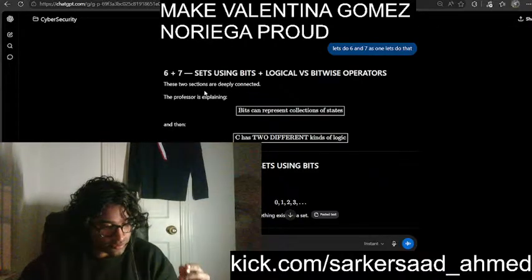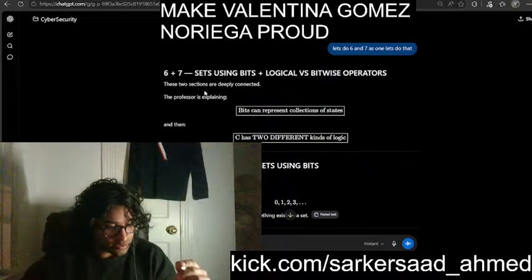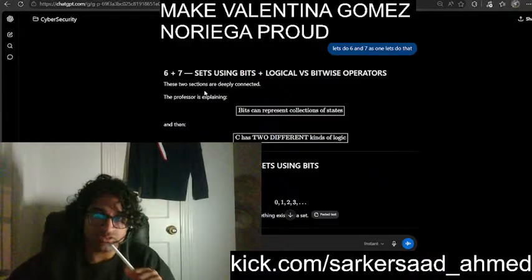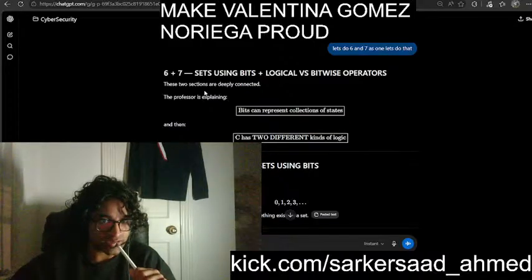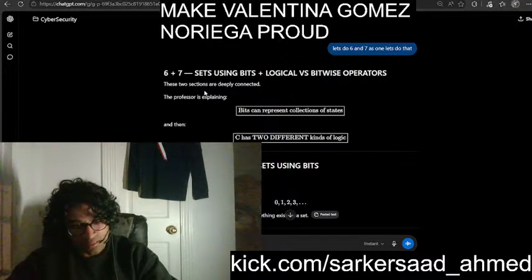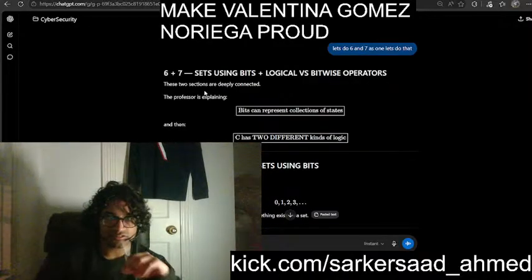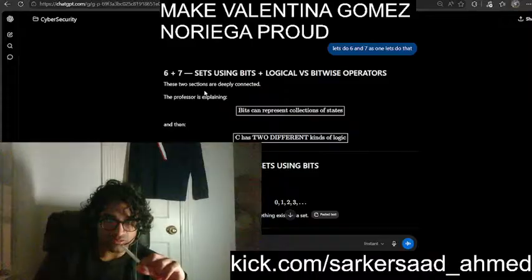So using bits plus logical versus bitwise operations. These two sections are deeply connected. Bits can represent collections of states, and then C has two different kinds of logic.